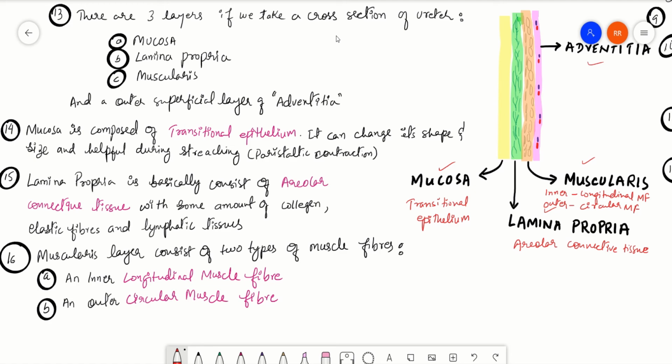And the superficial outer layer, which is known as adventitia, is composed of areolar connective tissue.